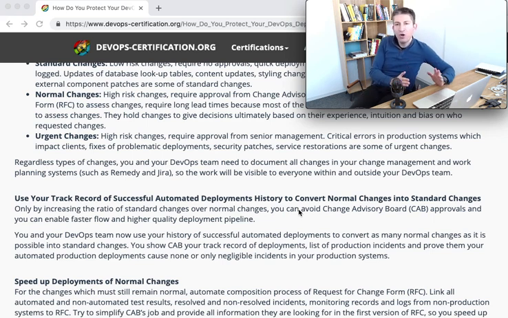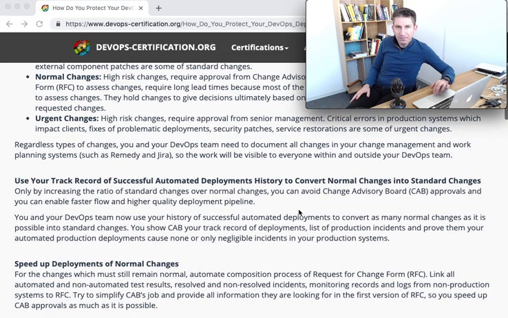As you can imagine, urgent changes create a lot of trouble in organizations, a lot of headache, a lot of stress, and they usually happen, by the way, quite unexpectedly. This is why they are called urgent changes. And therefore, in your organization, to be able to avoid urgent changes, you must be building your DevOps organization quite correctly. This is quite important. And regardless of the types of changes, you and your DevOps team need to document all changes in your change management and work planning systems.